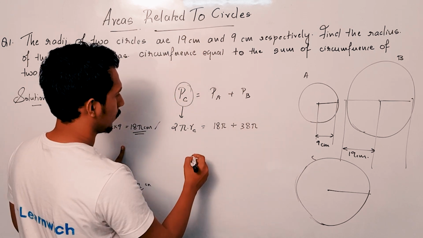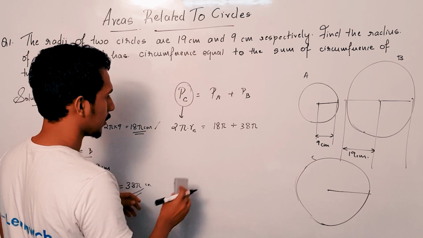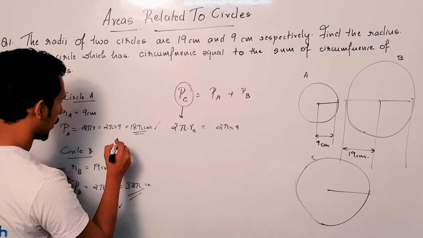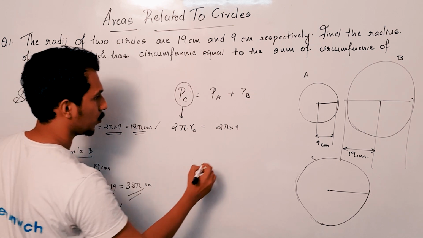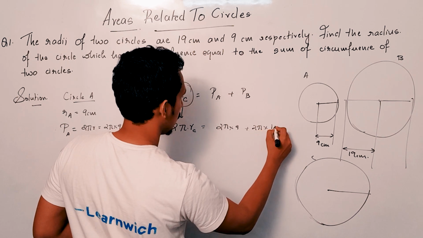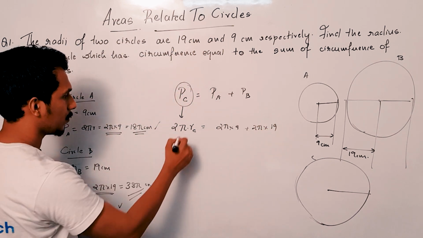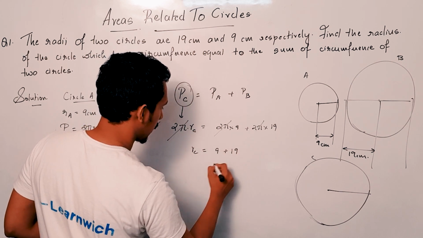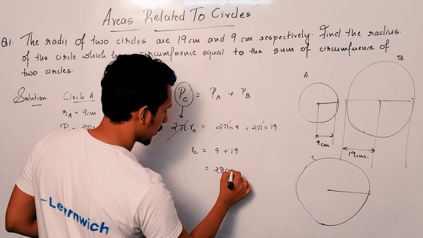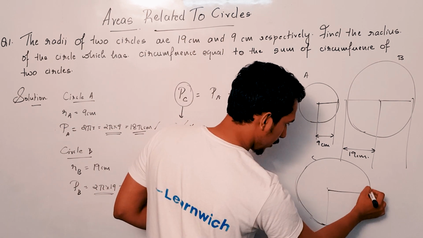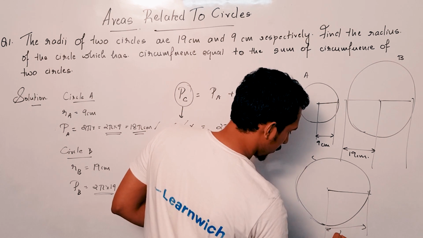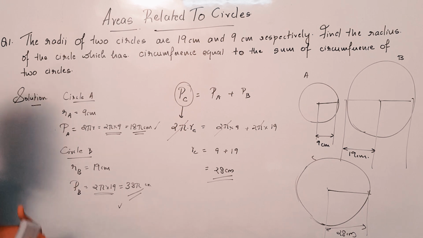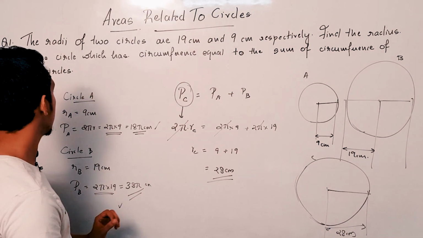You could have simply written it as 2 pi itself. So 2 pi into 9 plus 2 pi into 19. If you observe, the 2 pi cancels out and you have RC equal to 9 plus 19, which is 28 centimeter. So the radius of this new circle will be 28 centimeter. Very, very basic question. This is just giving you an introduction on how the questions will be in this chapter. So please note it down.